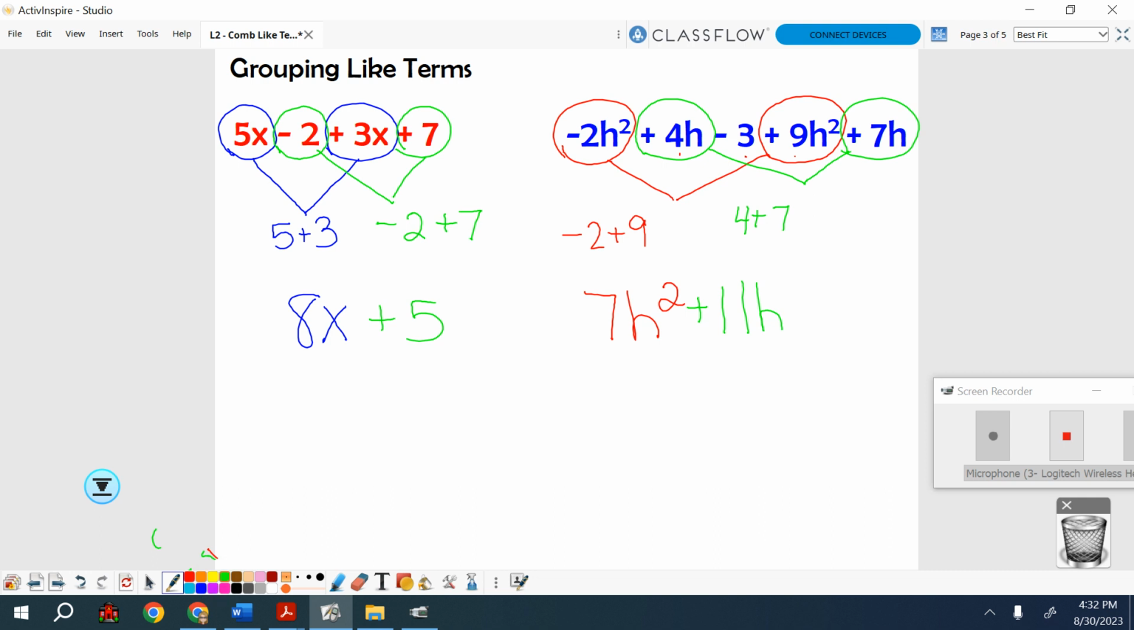And then last but not least, I have this -3 here, but that -3 doesn't have anything to combine with it, right? Because it's the only number I have that's by itself. So that's just going to tag along here at the end because there's nothing to combine with it.